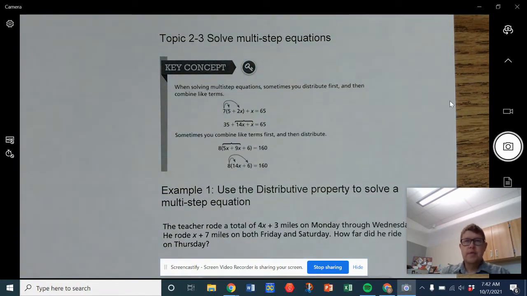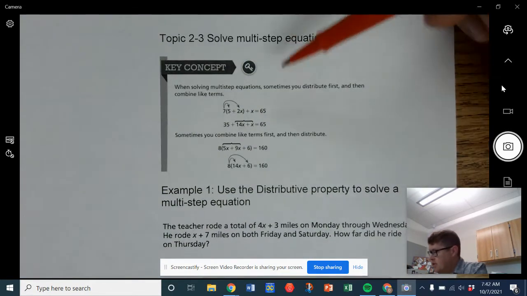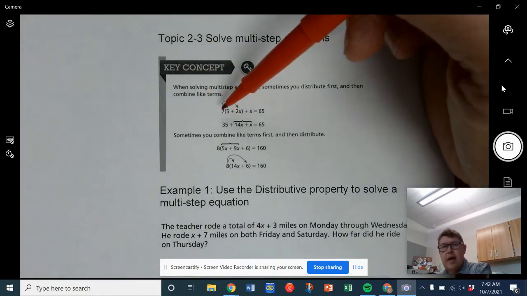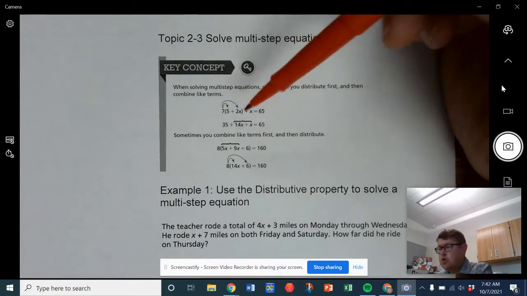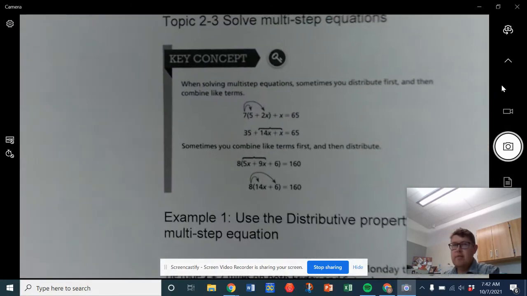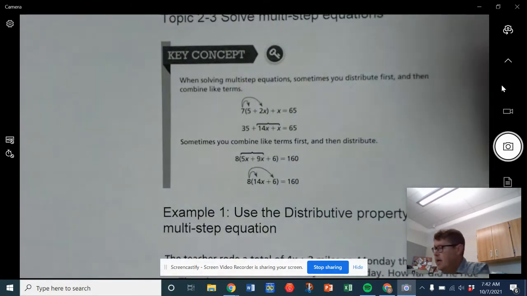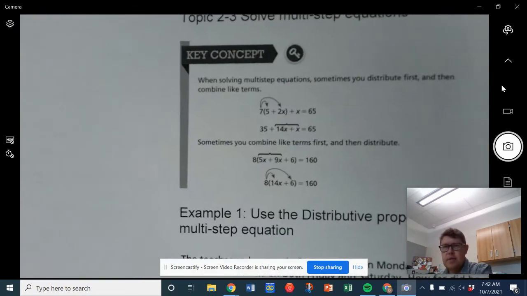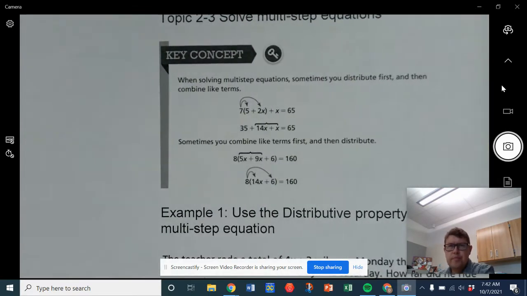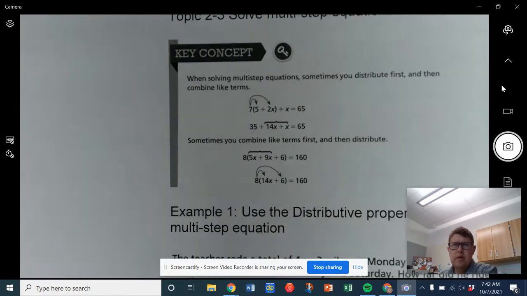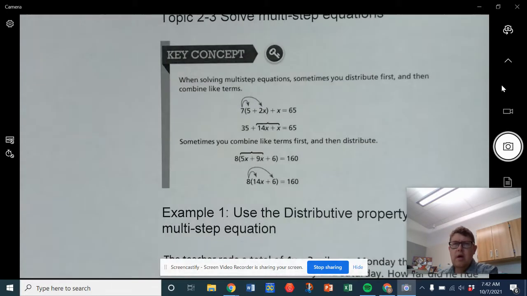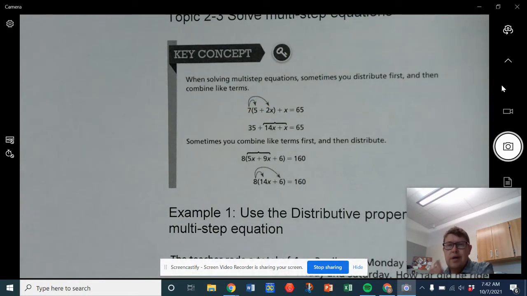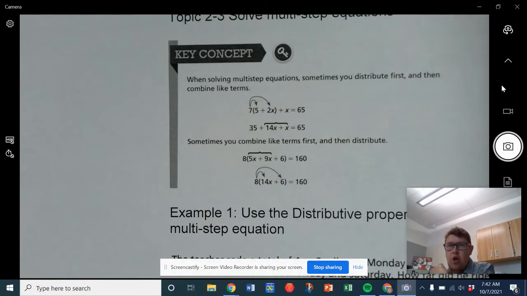So when solving multi-step equations, sometimes you distribute first and then combine like terms. Generally when you have parentheses, you want to distribute your terms. Distribute just means that you're taking the number outside of the parentheses and multiplying it by the numbers inside the parentheses, right? This is a great technique to do pretty much all the time.